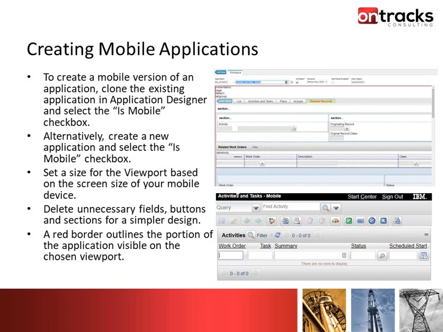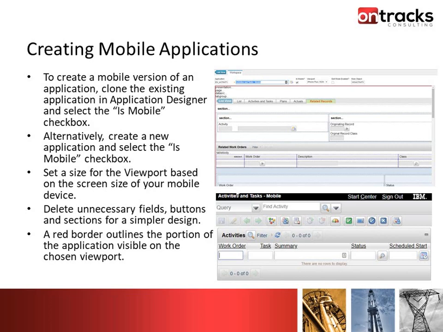Once we have the initial setup taken care of, we can now start creating our mobile applications. So the simplest way to create a mobile version of an application is to duplicate the existing desktop application from App Designer and then rename it to use as a mobile application. The next thing you would do is select the Is Mobile checkbox and specify a value for the viewport for your application here in Application Designer. And we'll do all of this here in just a bit.